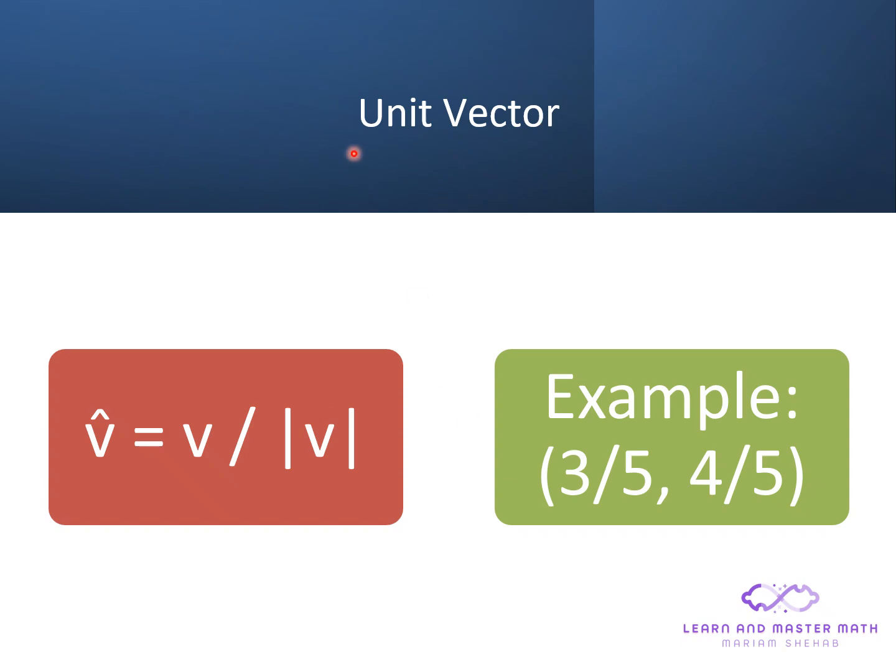There's also something called the unit vector, where you divide the components of that vector by the magnitude of the vector, the one we mentioned before, the square root of x squared plus y squared. Let's say here we have the vector with components 3 and 4. In this case, the magnitude will be the root of 3 squared plus 4 squared, which is 5. So you do 3 over 5, 4 over 5, and you will get a new vector of magnitude 1.